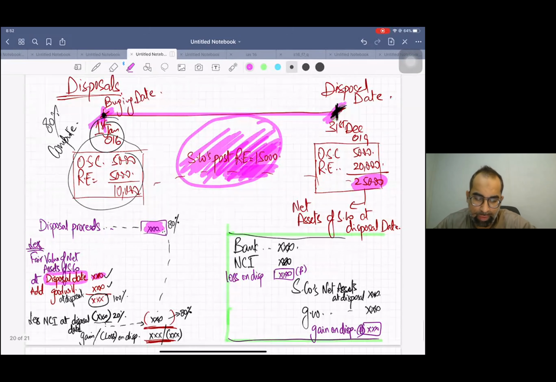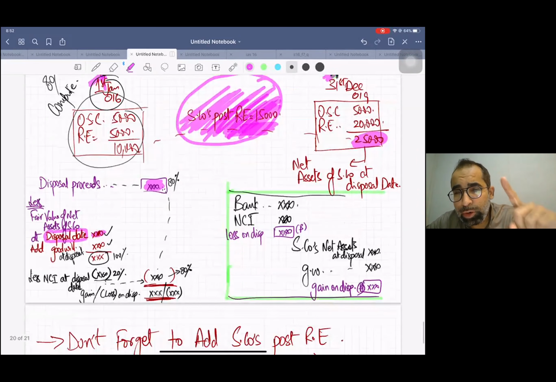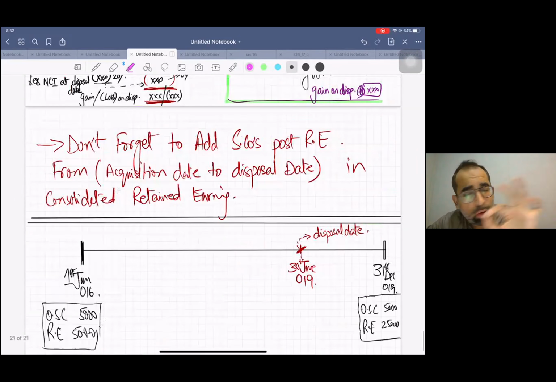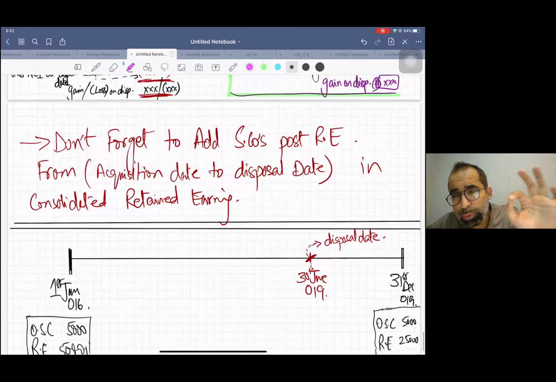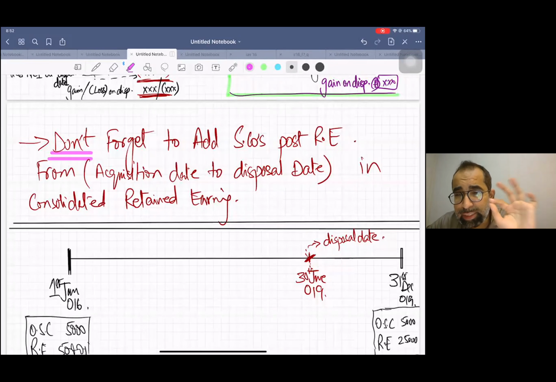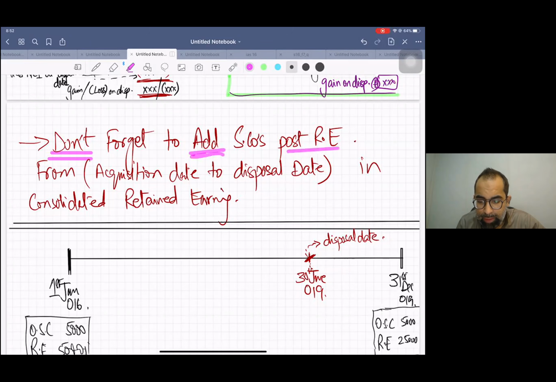See, I've written here: don't forget to add. This is the mistake in the examiner report. Examiner has also written. All of you listen, I forgot to tell you in the beginning. All of you must read the examiner reports of the recent attempts, last 2 attempts at least. In that way, you can identify the mistakes done by students. Don't forget to add S company's post retained earning from acquisition date to disposal date in consolidated retained earning.